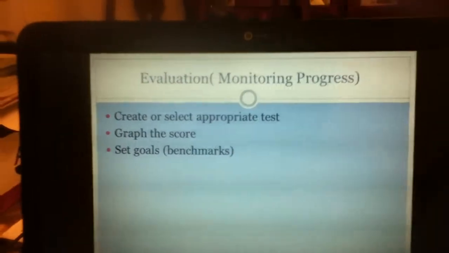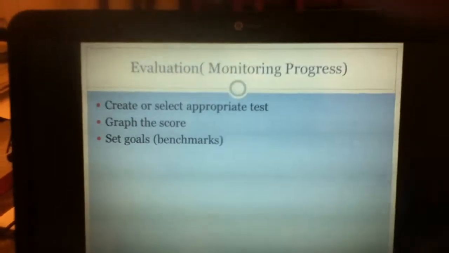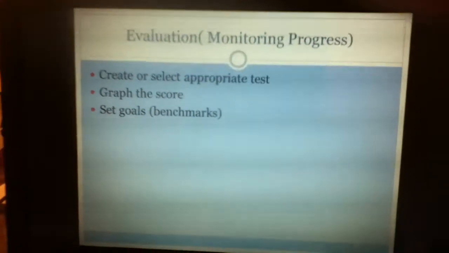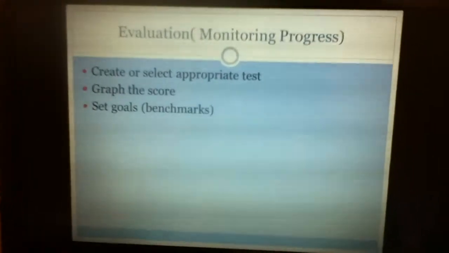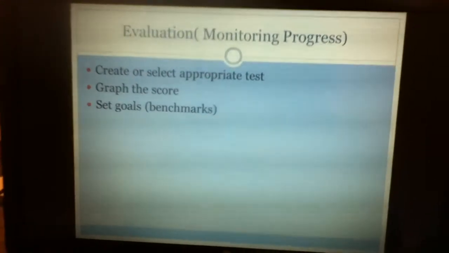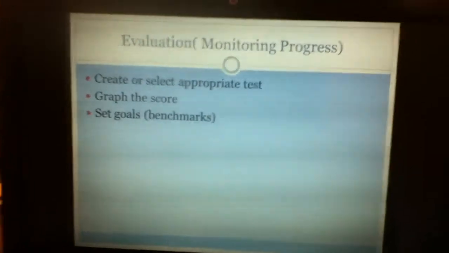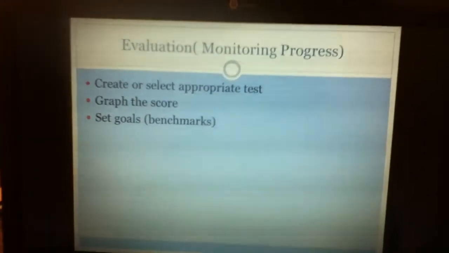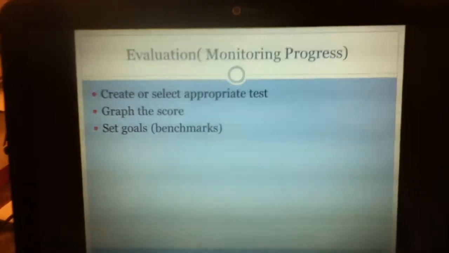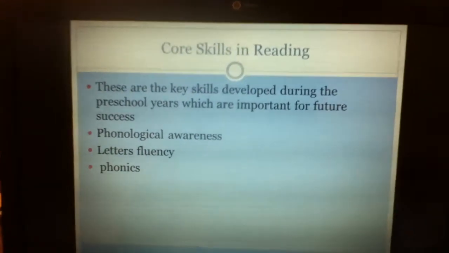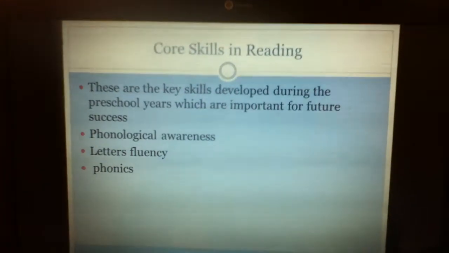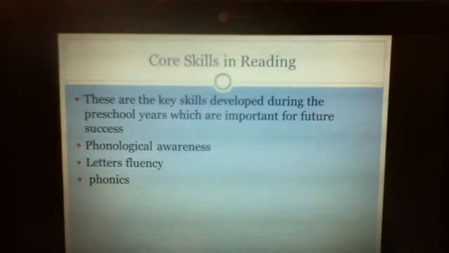Now, evaluation, monitoring the progress. Now, teachers should create or select an appropriate test and then graph the scores on a scale to see where that student may lie among other peers, and then set goals, which are just benchmarks to see where the student is falling, to see if they're progressing. Now, the core skills in reading. These are the skills that develop during the preschool years, which are important for future success.